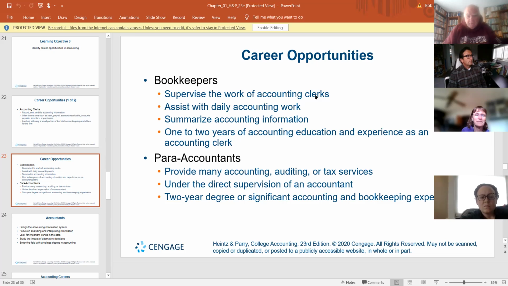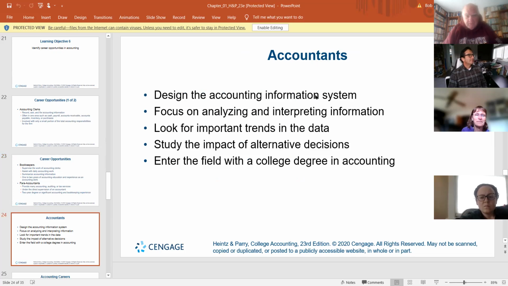Para accountants, I've never heard of this before. Para accountants, but I would assume they're similar to paralegals, provide many accounting, auditing, or tax services under the direction of the CPA. And it looks like you need a 2-year degree to be a para accountant. And then you've got the accountants.